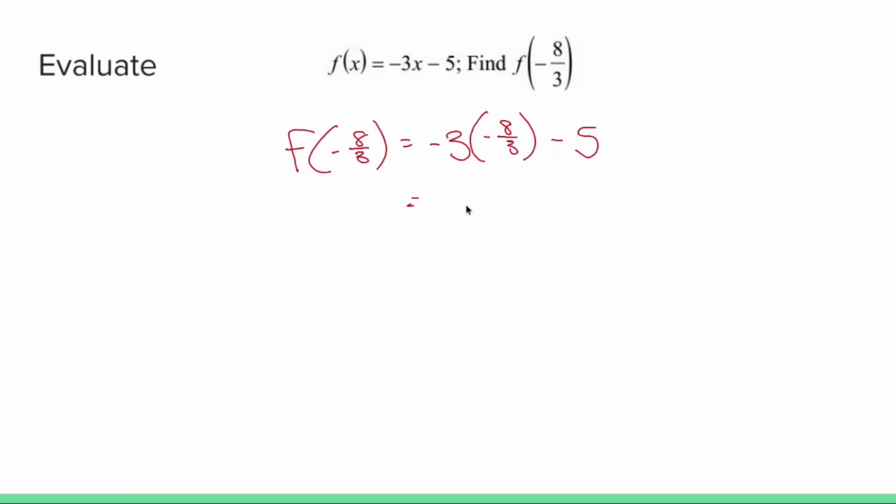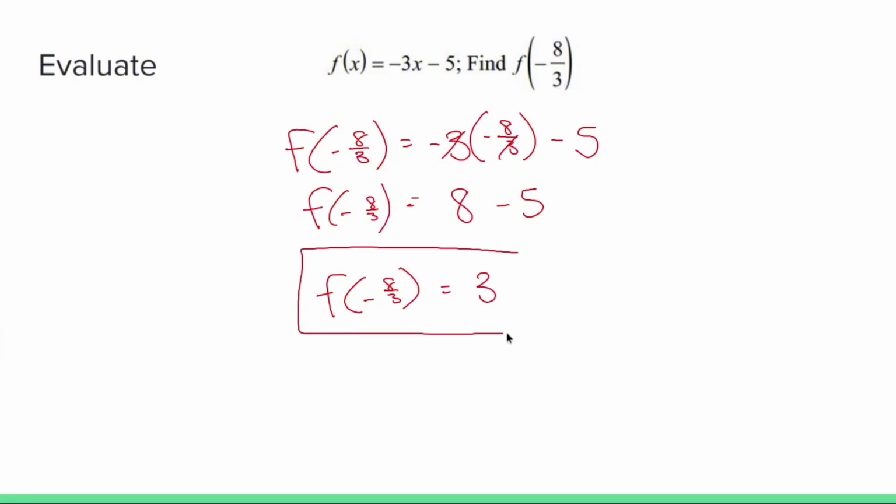Negative times a negative is a positive. The 3's cancel out, and so you're going to get 8 and then drop down the minus 5. So f of negative 8 over 3 is equal to 8 minus 5. So f of negative 8 over 3 is going to be 3. And that's how you do it.